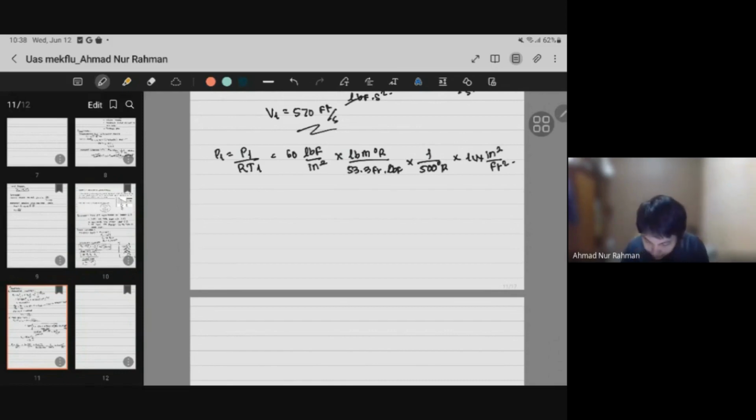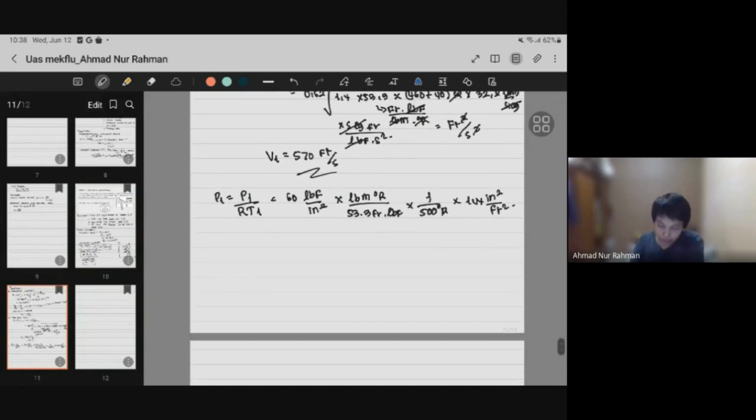So like the previous step, we need to erase units. So lbf cannot be used, R cannot be used, in squared cannot be used. So what is left is lbm and feet. So the result we have from the equation above is 0.324 lbm per feet cubed. This is feet squared over feet, so it becomes feet cubed.